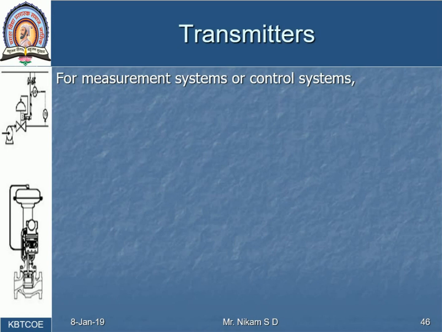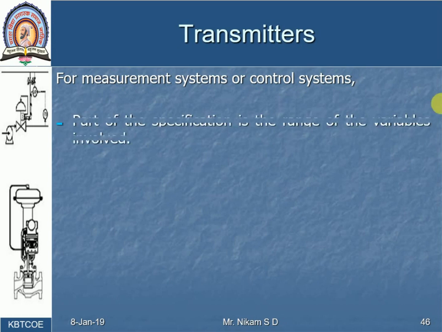Okay. Now, for measurement of a system or control system, when you define that, we have to measure something and we have to control something. These are the two different things. There are some parameters which we are not going to control, but we are going to measure them. But there are some parameters which we measure and we control them.